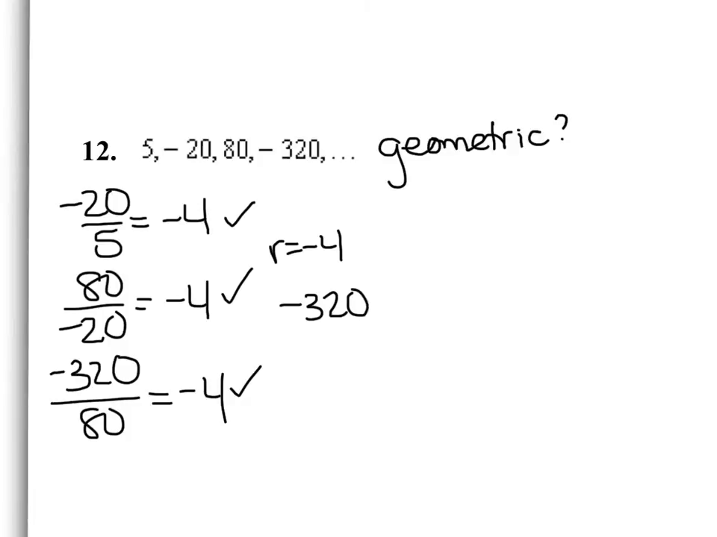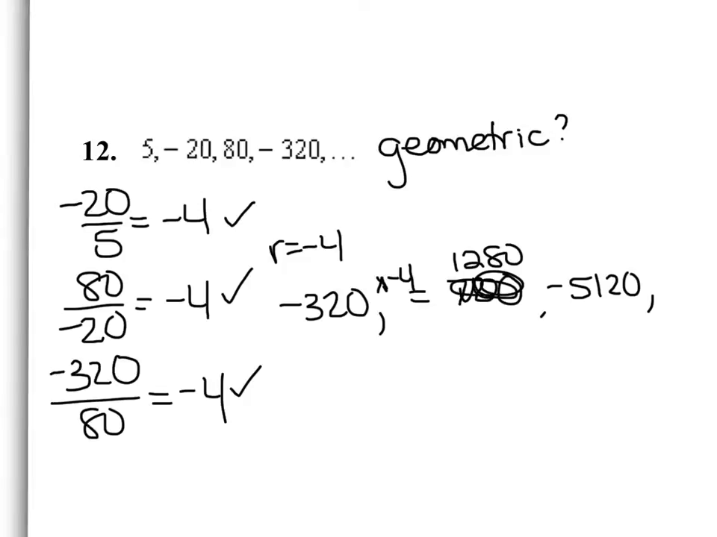So to find the next three terms, I'm going to use that recursive formula, which is the idea of just multiplying the previous term by the R. So negative 320 times a negative 4 gives me 720. Oh, nope, that's not it. Sorry, guys, that's not it. It's 1280. So 1280, and then times that by negative 4, and you get negative 5,120.